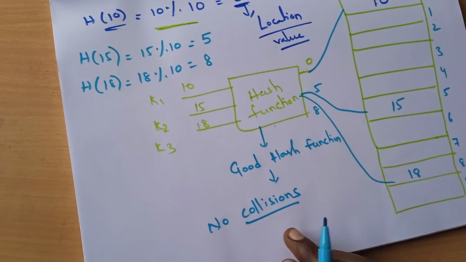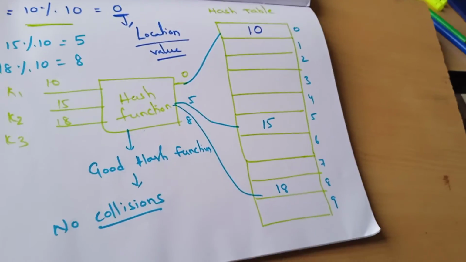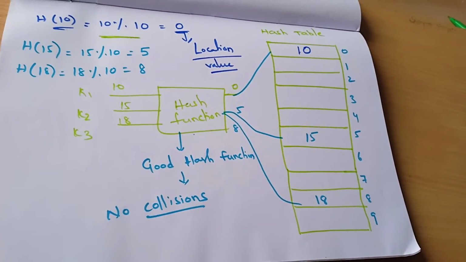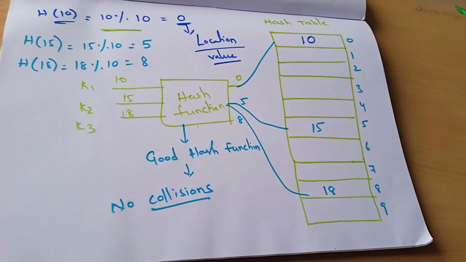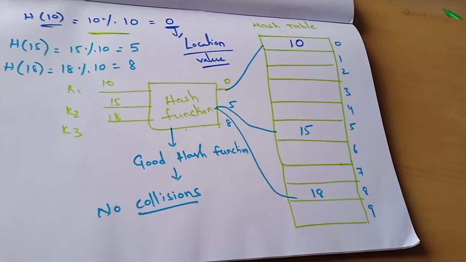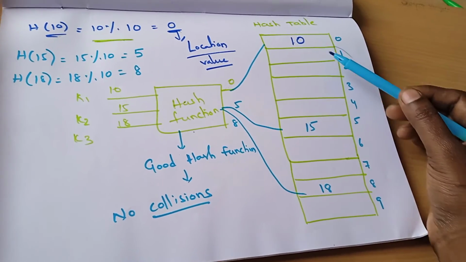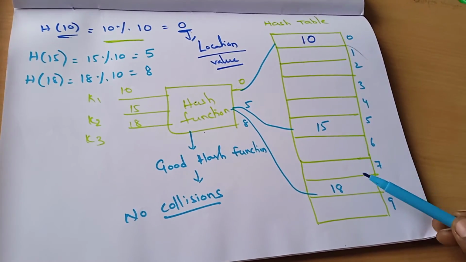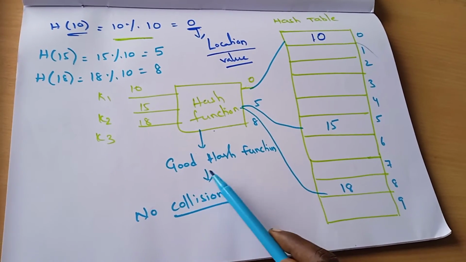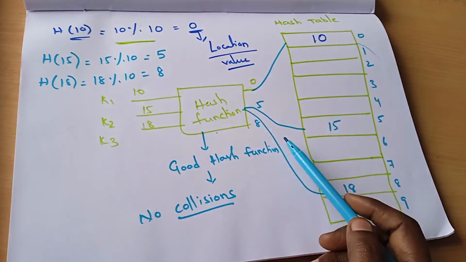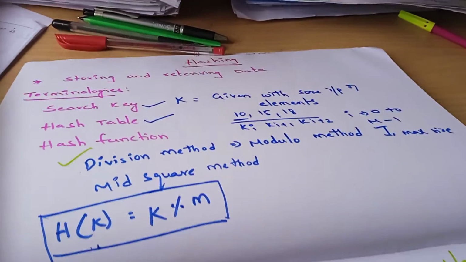What is a collision? A collision is when the same location is accessed by two keys. If the same location is accessed by two keys, then it is called a collision. Now, as it is not having any collision, every location is given to one element, one key. So no two elements are in the same location. So no collision, and the hash function is now referred to as a good hash function. Good hash function means without any collisions. So this is a simple technique of hashing.